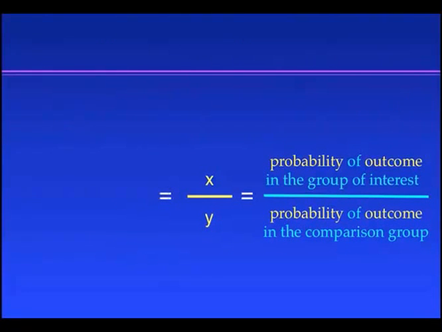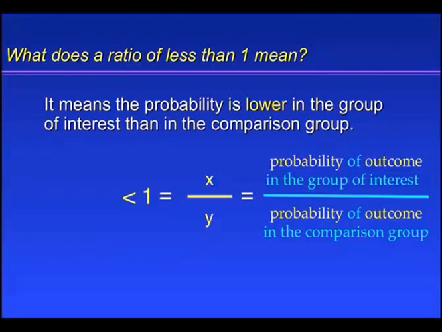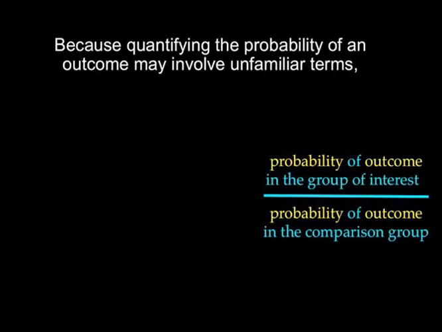What about if the ratio is less than 1? What does a ratio of less than 1 mean? It means that the probability is lower in the group of interest than in the comparison group. Now, because quantifying the probability of an outcome may involve unfamiliar terms, something like the probability of heart attack is 2.5 per thousand over the next 5 years, that gets kind of unfamiliar.